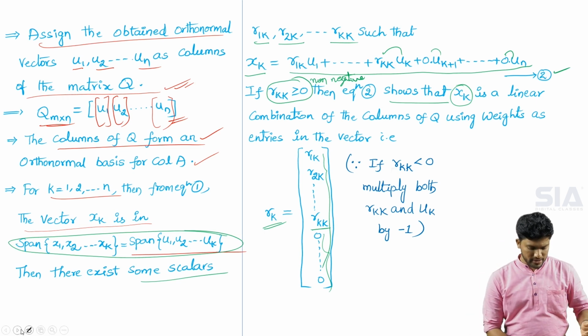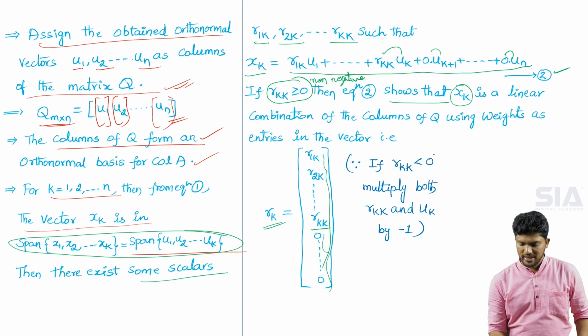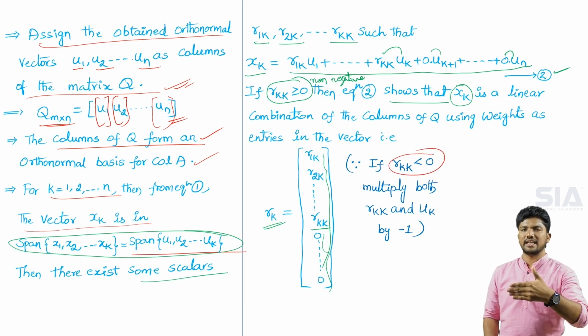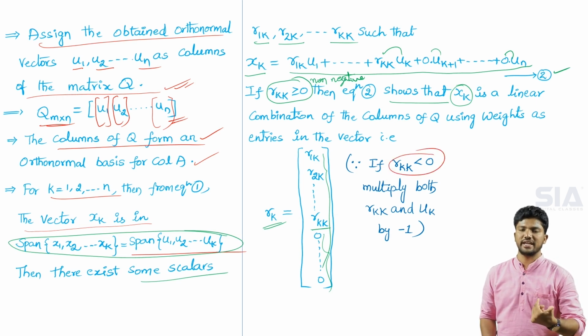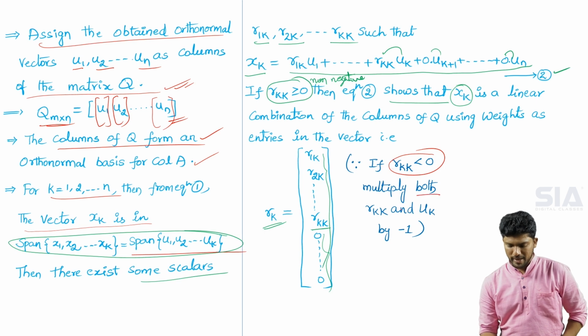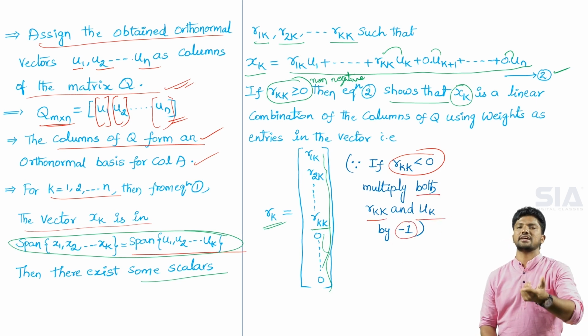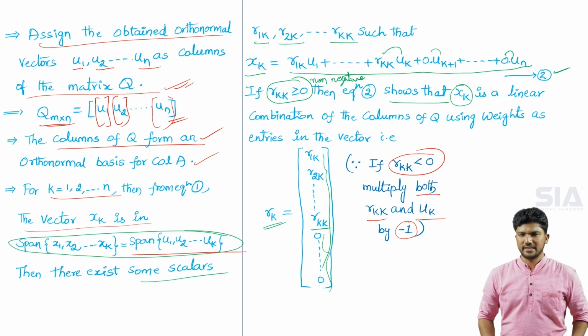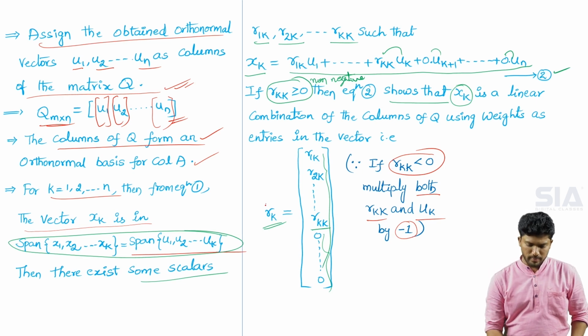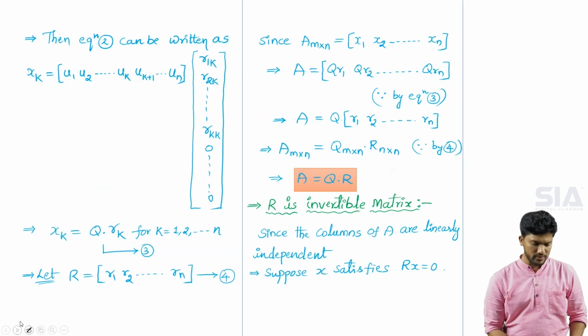Otherwise, if you get that scalar value less than 0, that means if you get negative scalars, multiply both r suffix kk and u suffix k by -1 to get it greater than or equal to 0. That is the condition. Okay, so in this format we can get that r suffix k value.